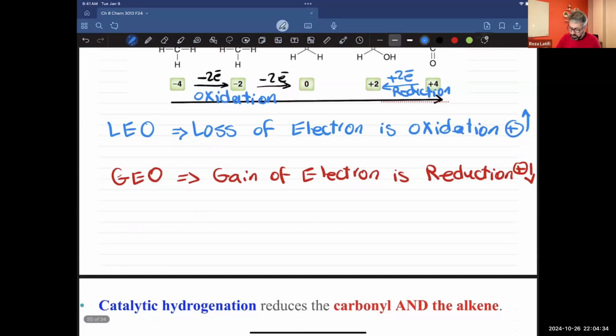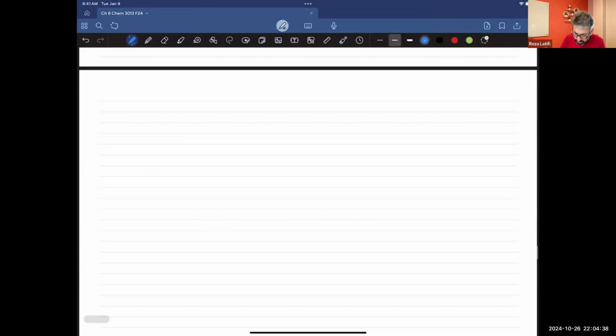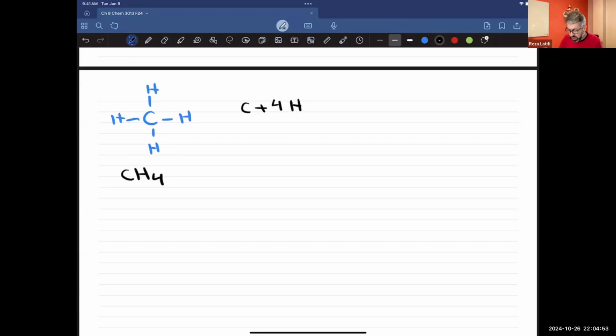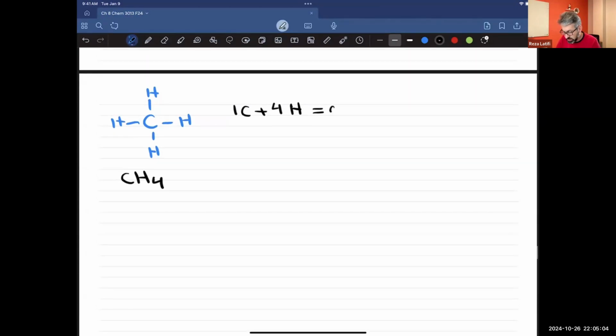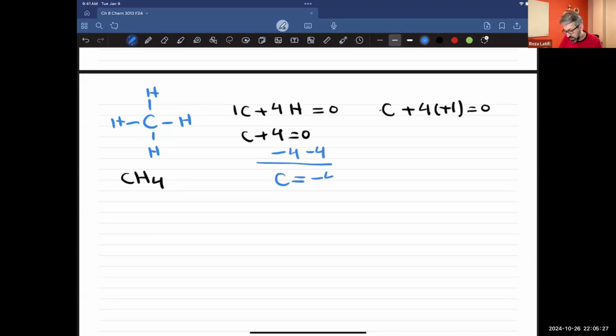Okay, how do we calculate the oxidation number of carbon? Say you have this compound, carbon attached to 4 hydrogens. The electronegativity of carbon is higher than hydrogen. So you can simply say I have a carbon plus 4 hydrogens, and the compound is CH4, which has no charge. The common charge for hydrogen is +1. So we say 1 carbon plus 4 hydrogens equals 0. I'm looking for carbon, so carbon plus 4 hydrogens multiplied by +1 for each hydrogen equals 0. Carbon plus 4 equals 0. Subtract 4 from both sides, and we get an oxidation number of carbon equal to -4.